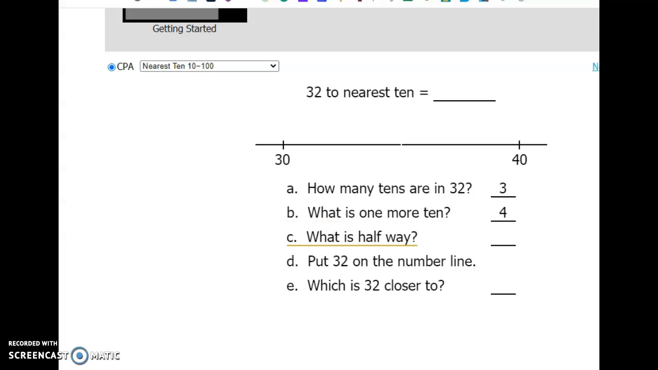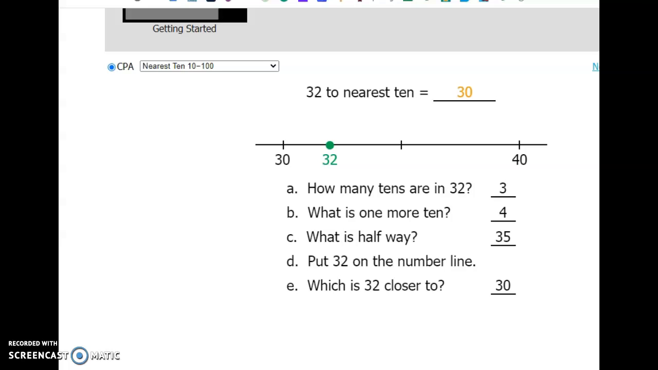Then what is halfway? Well, I know the distance between 30 and 40 is 10. Then I know that half of 10 on each side is 5. So what is halfway? 35. Now I'm going to put 32 on the number line. Is 32 closer to 30 or is it closer to 40? It is closer to 30. So 32 rounded to the nearest 10 is 30.